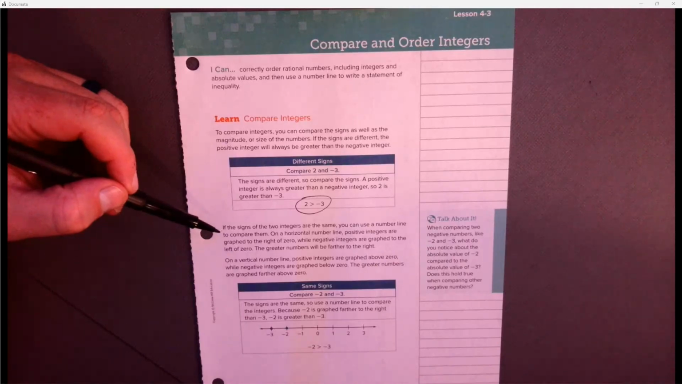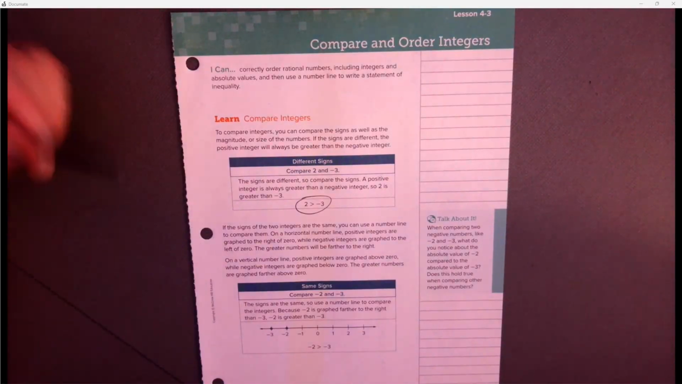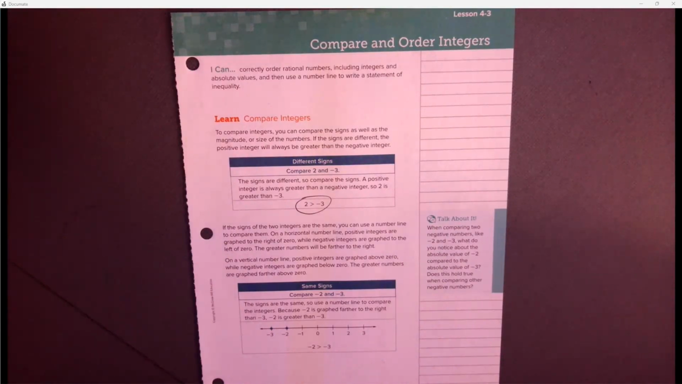If the signs of the two integers are the same, you can use a number line to compare them. On a horizontal number line, positive integers are graphed to the right of 0, while negative integers are graphed to the left of 0. The greater numbers will be farther to the right. On a vertical number line, positive integers are graphed above 0, while negative integers are graphed below 0. The greater numbers are graphed farther above 0.